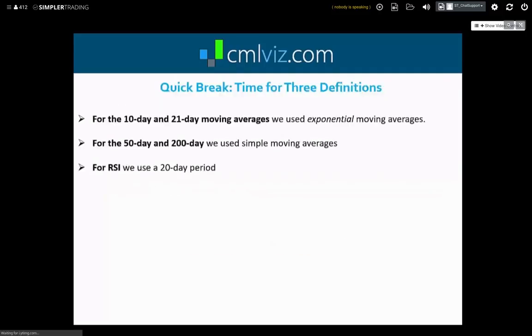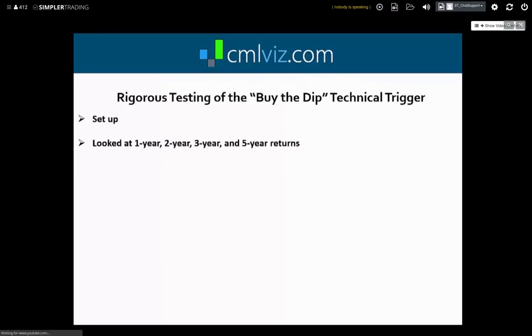For some quick definitions, for the 10-day and 21-day moving averages, we're using exponential moving averages. And for 50-day and 200-day, we use simple moving averages. For RSI, we use a 20-day period. The setup will look like this. Our research looked at the last 1 year, 2 years, 3 years, and 5 years of returns. We used the NASDAQ 100 as the study group, that is the constituents of the NASDAQ 100.